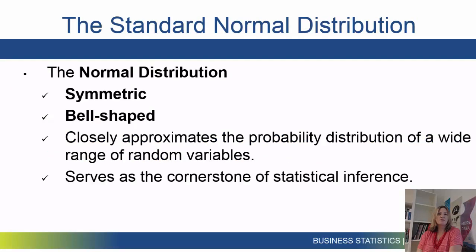First, let's consider the properties of the normal distribution. It's symmetrical around the mean, median, and mode, and I'll show you this on the next slide. It's bell-shaped, meaning that most values fall close to the mean and fewer values fall away from the mean. It closely approximates the population distribution for many random variables. Some of these variables I'll discuss with slide 5.